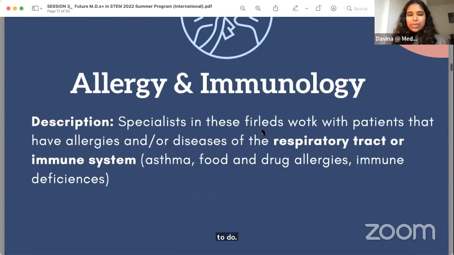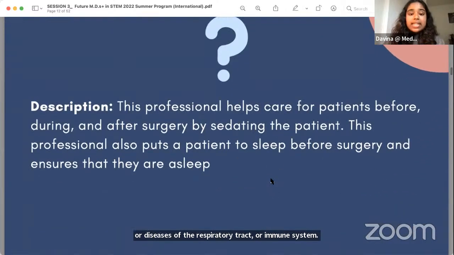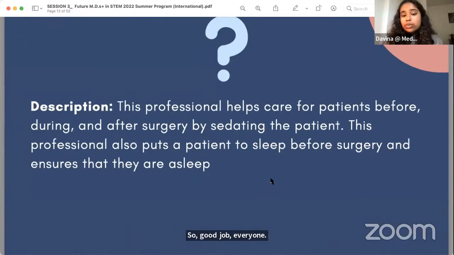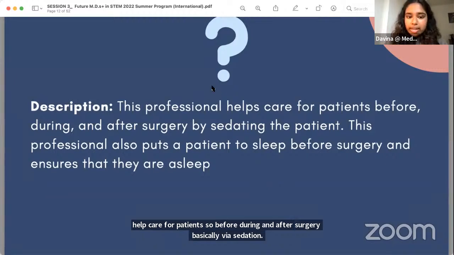So yes, to everyone that was saying allergy and immunology, you're all correct. So specialists in these fields work with patients that have allergies or diseases of the respiratory tract or immune system. So good job, everyone. The next one is, so specialists in these fields help care for patients before, during, and after surgery, basically via sedation. And I'll check in the chat to see what everyone's saying.